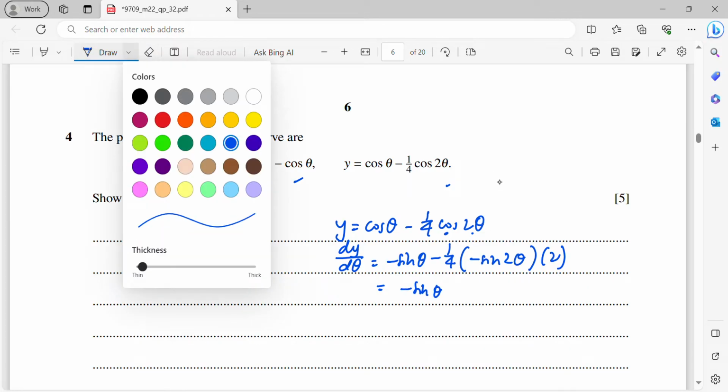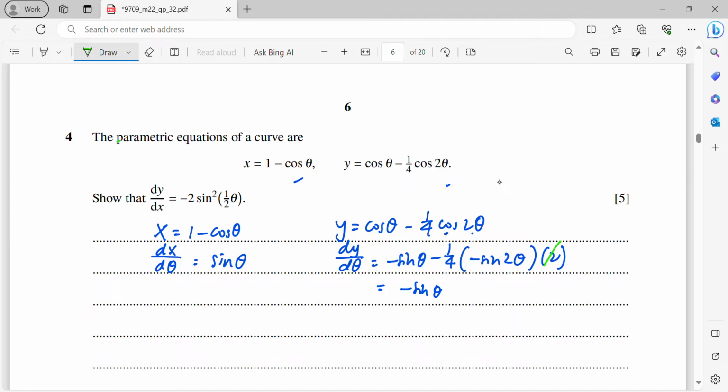So now, the 2 and 1 over 4 becomes half. Then the plus, minus, and minus is a plus. So I will get plus half sine 2 theta. Now my dy over dx is going to be dy over d theta. Sometimes you can write times d theta over dx, or you can just write times dy by dx over d theta. It's the same, okay?